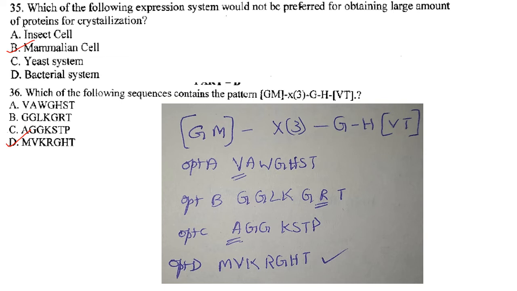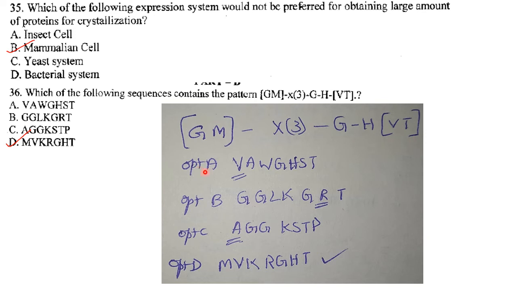Then next one. Which of the following sequences contain the pattern? So here this is a prosite pattern. In prosite, this particular square brackets means that either of these amino acids has to be present. Either G has to be present or M has to be present, not both. X is any amino acid is accepted, and this repeated means it can be repeated 3 times. Repetition of an element of the pattern. Then you have got G, H and VT.